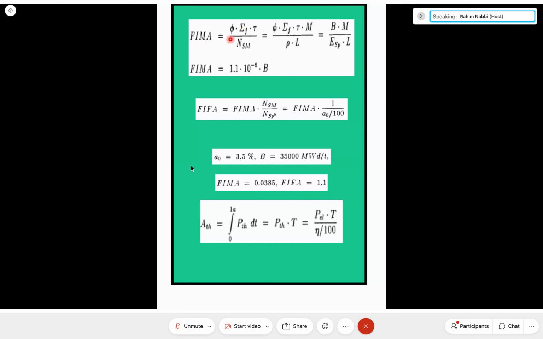So, you see, the numerator here is the number of fissions during the whole cycle, in 1 cubic centimeter, of course, but divided by the number of heavy metal atoms in 1 cubic centimeter too.